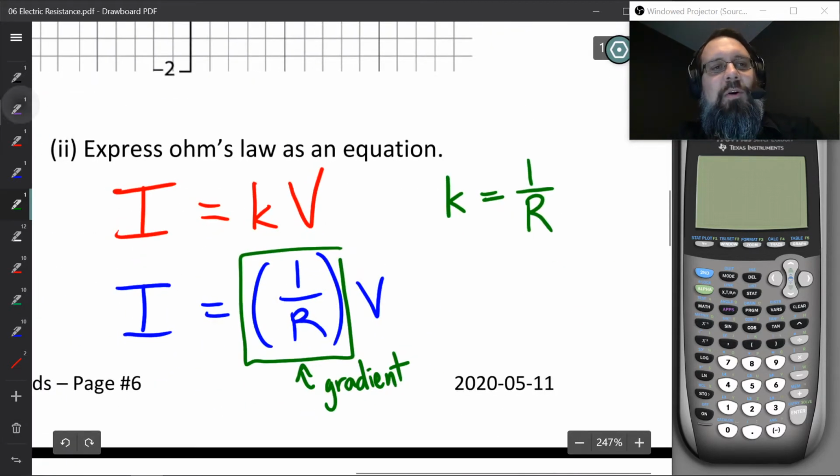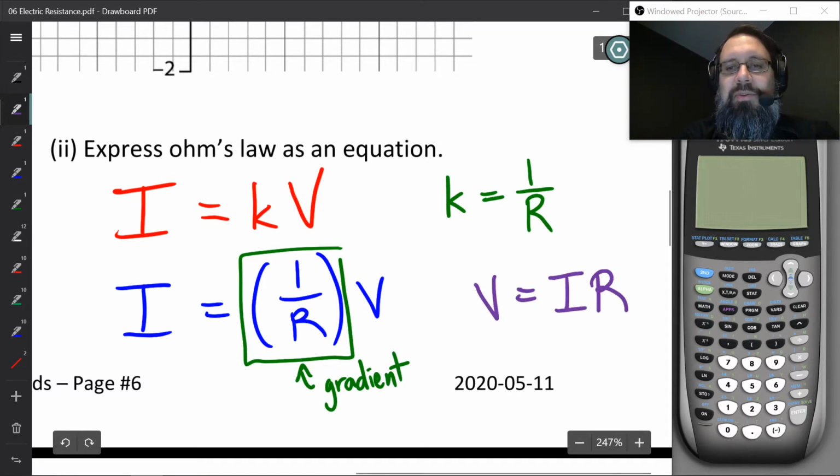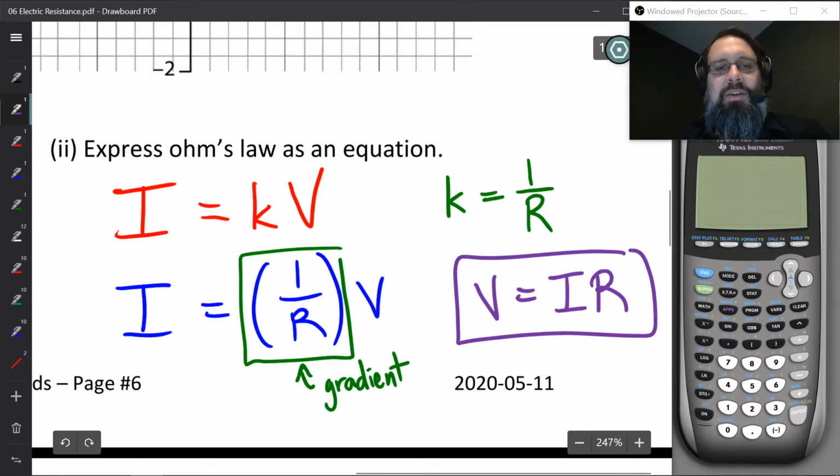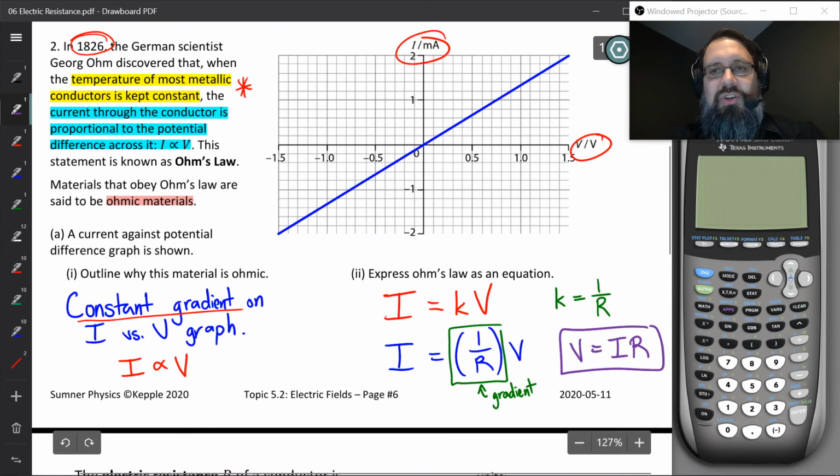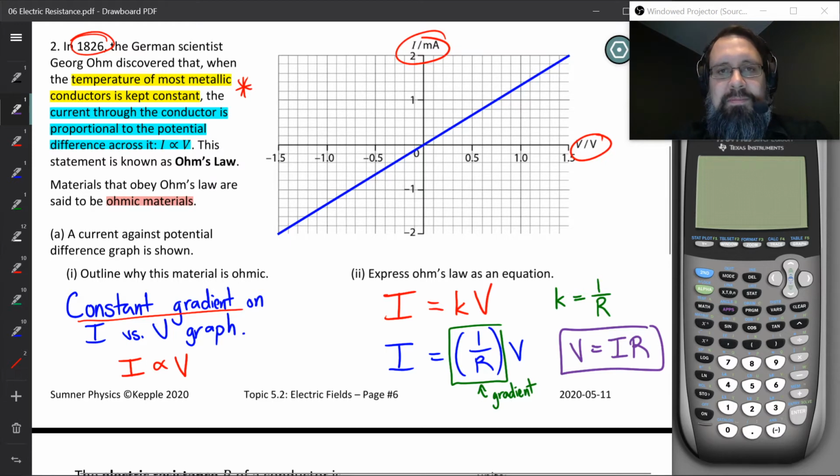Generally, though, you'll see Ohm's law written as V equals IR. This is how you'll usually see Ohm's law written. If you take the R and move it over to the other side, you get V equals IR. But I wanted to show it this way because this is how you determine whether a material is ohmic or non-ohmic, and how you measure the resistance: by trying different currents and different voltages, and then determining the gradient, which tells you the resistance. If we were in class, I would have had you do this lab, but we're not.